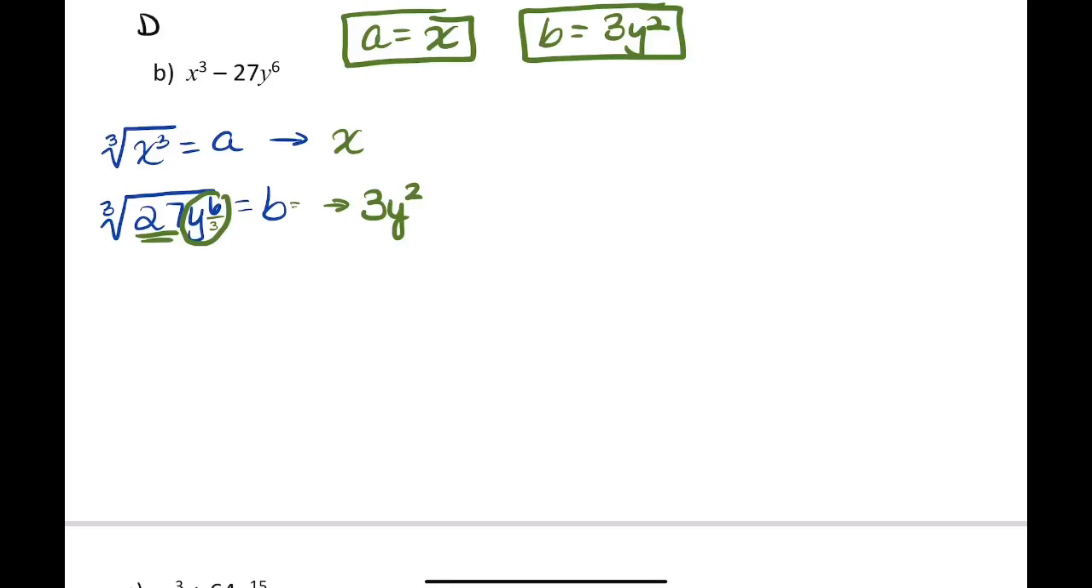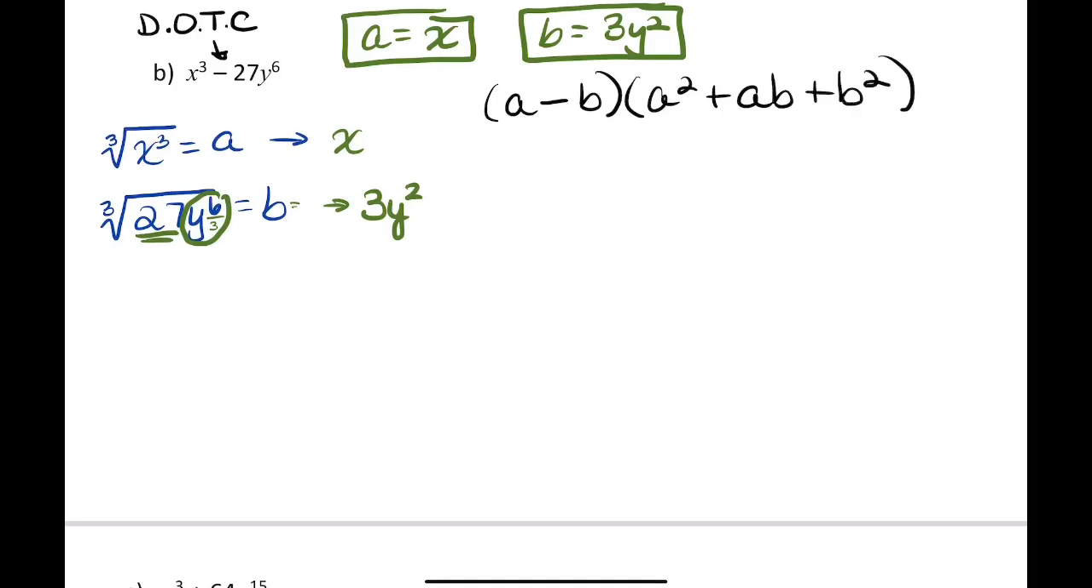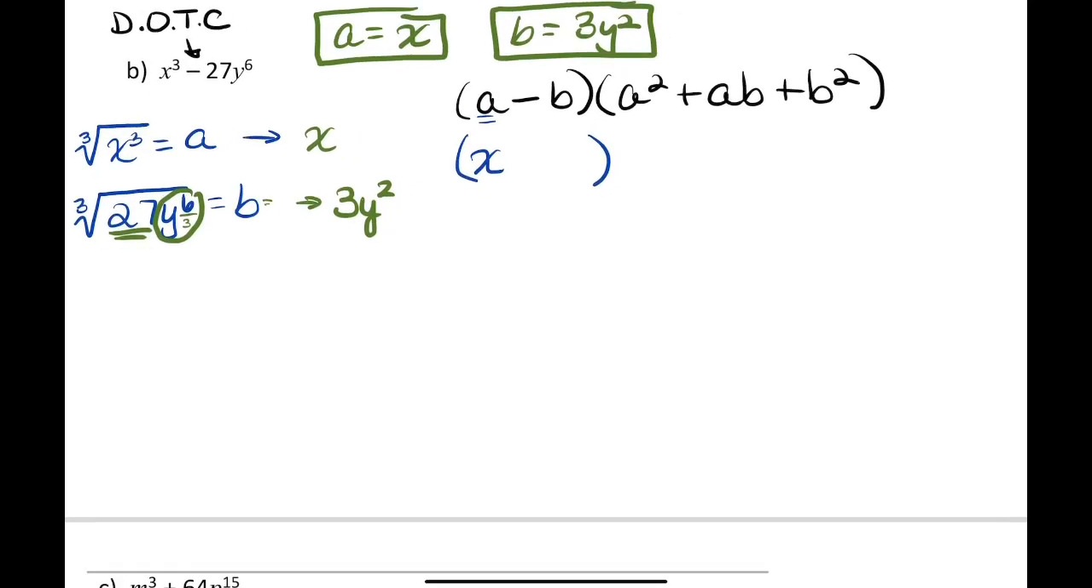Now this is a difference of 2 cubes. DOTC, that's a difference of 2 cubes because we have a subtraction sign. So if it's a difference of 2 cubes, we're not going to do A plus B, we're going to do A minus B. And then the trinomial is going to be A squared plus AB plus B squared. And then this is where it comes down to you just being able to fill in the parts. Now according to the cube roots we just got, A is x. Our B is 3y squared. So I'm going to write minus 3y squared.